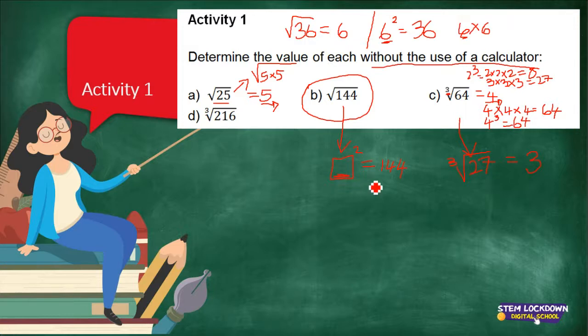12 times 12 is 144, right? 12 times 12 is 144. So which number did you square to get 144? It was 12, right? So your answer here is 12. Which number did I square to get 144? Well, the square root of 144 is 12.